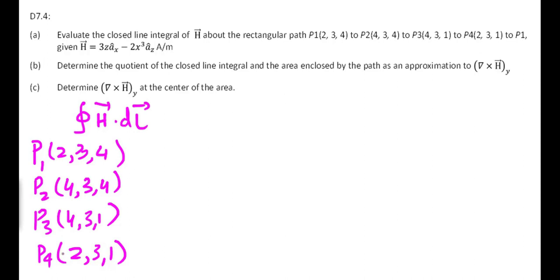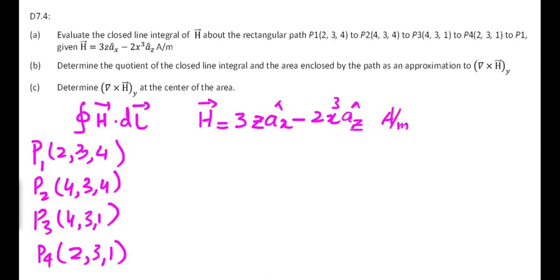So these are the vertices of the rectangular path which are given to us. That is, we move from P1 to P2 to P3, then from P3 to P4, and then back from P4 to P1, which makes a closed rectangular path. The magnetic field intensity is also given to us, which is 3z in the ax direction minus 2x cube in the az direction, amperes per meter.